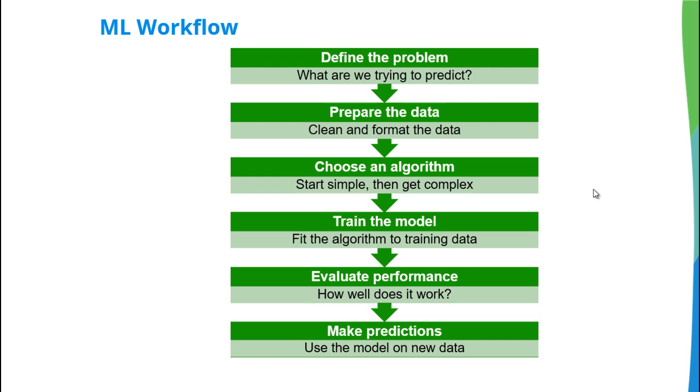The machine learning workflow is, first, define the problem. What are we trying to predict here? What is the problem on the ground? Then prepare the data: clean and format it properly. Then choose an algorithm; start simple, then get complex gradually. Then train the model by fitting the algorithm. Then evaluate performance: how well does it work on the data, especially the test data? Then make predictions, using the model on new data. This is how it works.